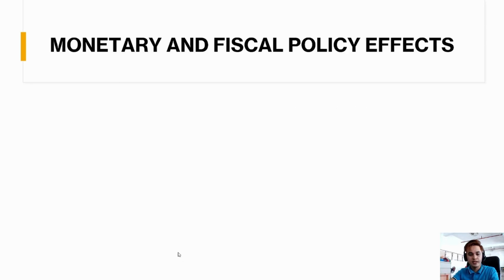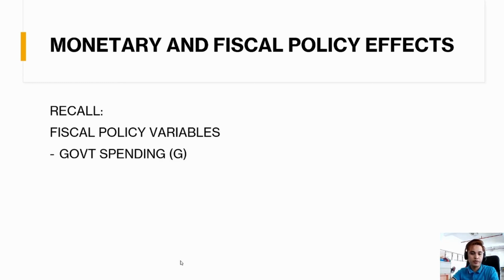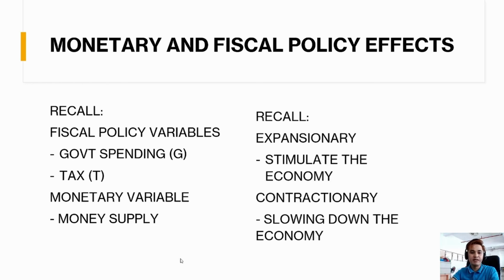Okay, so how can we use our AS and AD model? We can use it in our monetary and fiscal policy analysis. Just a recall: when we say fiscal policy, it talks about government spending and changes in tax, and monetary refers to changes in money supply. The expansionary fiscal policy will boost or stimulate our economy, and contractionary will slow down our economy.